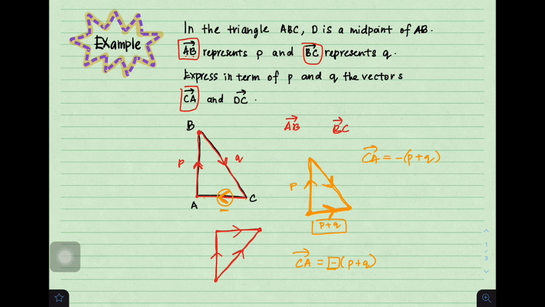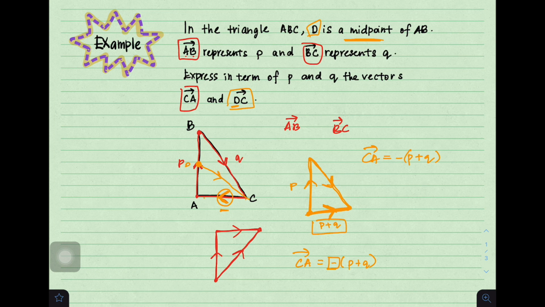Next, the question asks you, what is the vector D to C? So what is D? D is given here as a midpoint of AB. Means that D is here, the midpoint of AB. And the question asks you the vector D to C. So here is D. D to C is here.